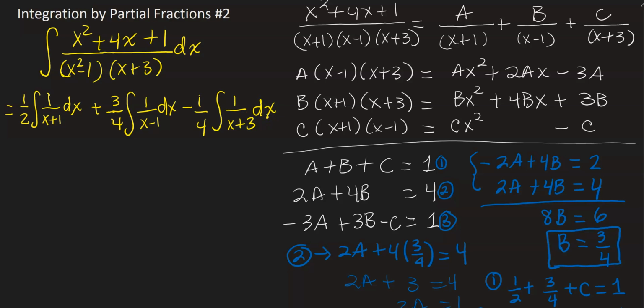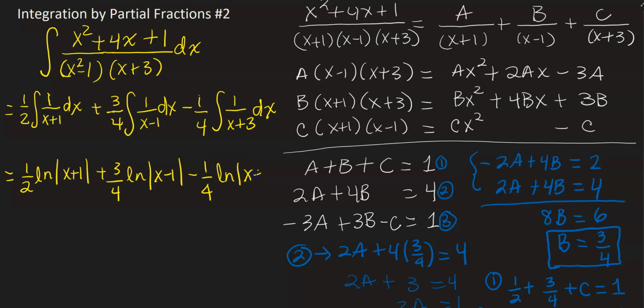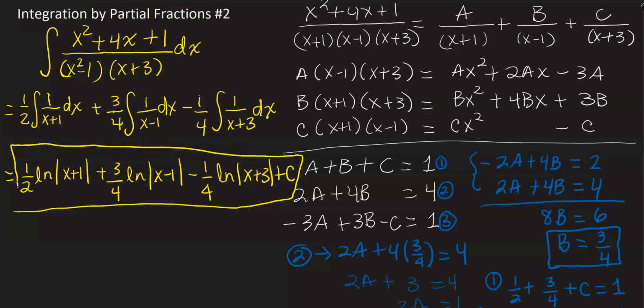So we have 3 separate integrals to deal with, but they are just basic integrals, and so that would just be 1/2 ln of |x plus 1| plus 3/4 ln of |x minus 1| minus 1/4 ln of |x plus 3|, and don't forget plus C, the constant. And that is the final answer to this problem. And that's why we say U substitution wouldn't work in these cases here, right?